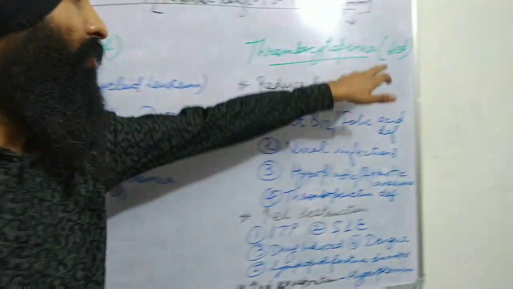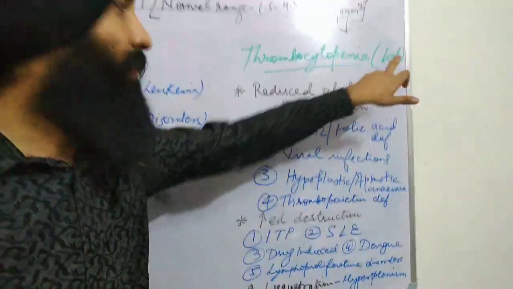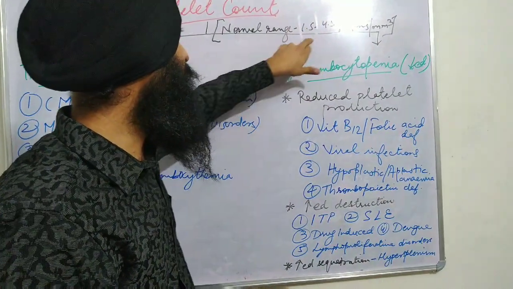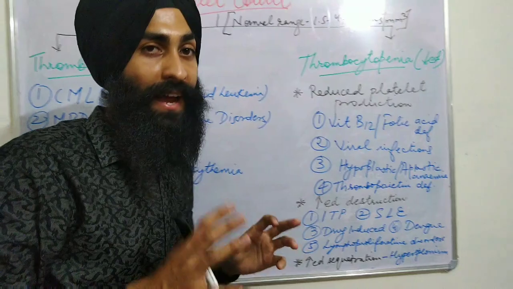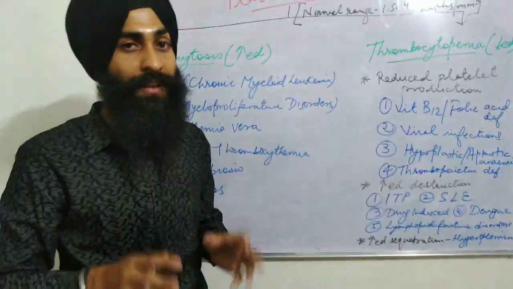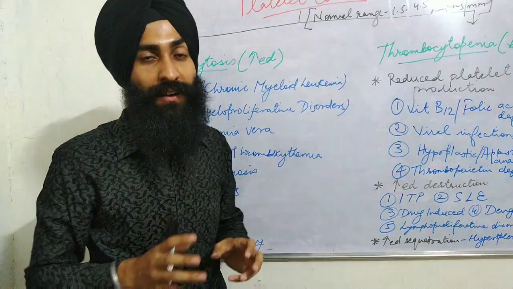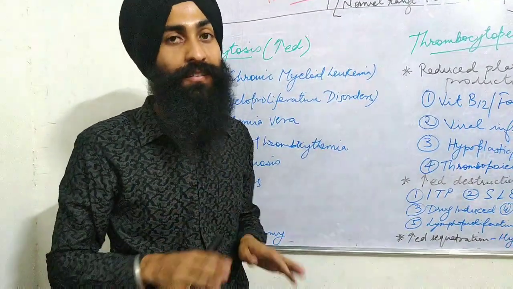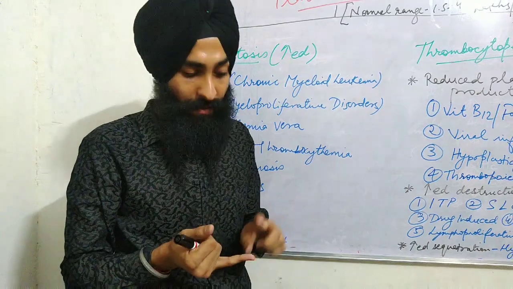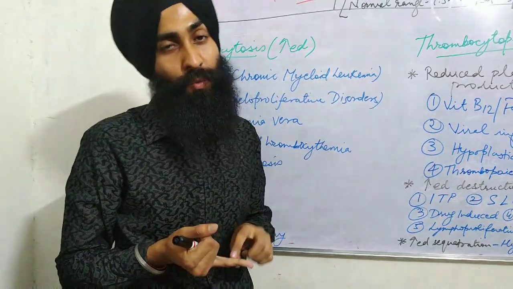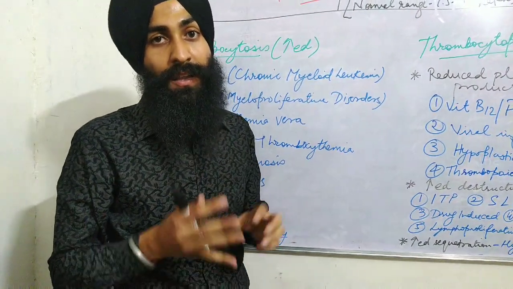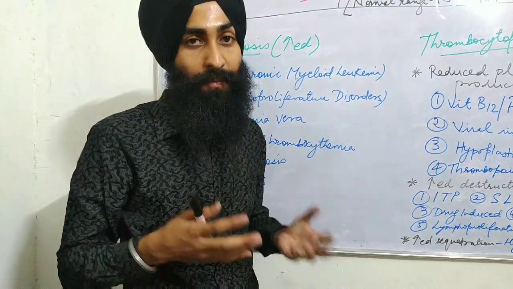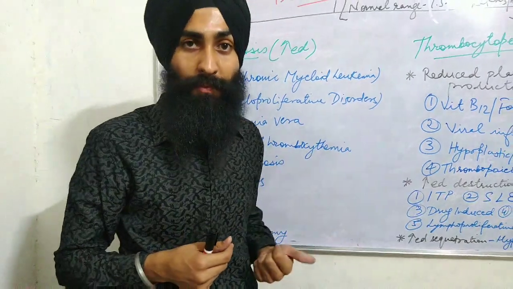Now comes where platelet counts are decreased. This condition is called thrombocytopenia. As we see, the normal range is from 1.5 to 4.5 lakhs per cubic millimeter. Let me tell you friends that when platelet count is decreased but is more than 1 lakh per cubic millimeter, the patient is asymptomatic. If the platelet count is from 50,000 to 1 lakh per cubic millimeter, the patient bleeds after hemorrhage. As everybody bleeds after hemorrhage, but there is a prolonged bleeding.